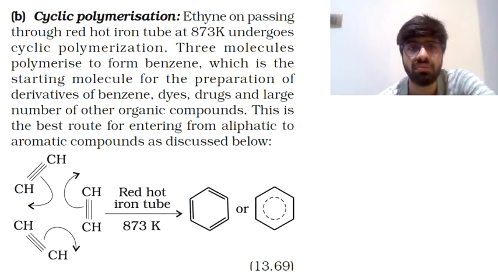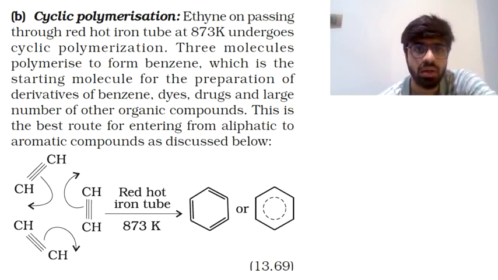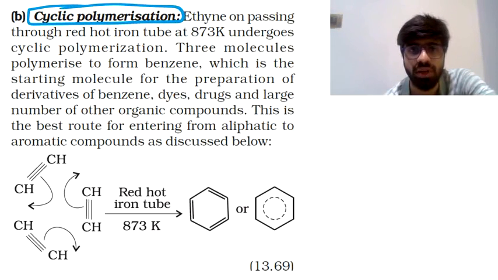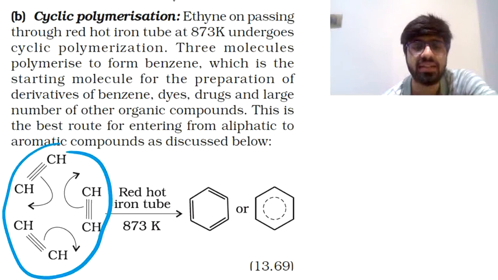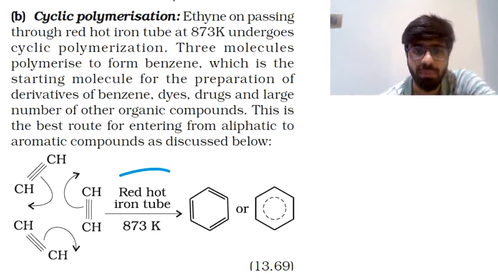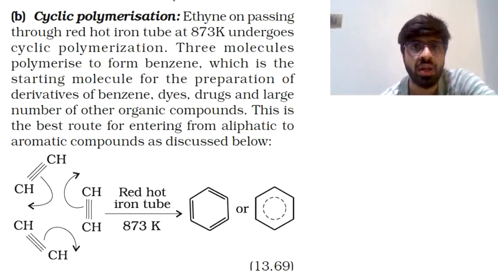Going ahead with the next type of polymerization. They call it polymerization, but you can call it cyclization also. They have called it cyclic polymerization. So when you take acetylene, that is simply ethyne, and take 3 molecules of ethyne, passing them through a red hot iron tube at a temperature of 873 Kelvin, they undergo trimerization, meaning that 3 molecules are going to combine with each other and form benzene.